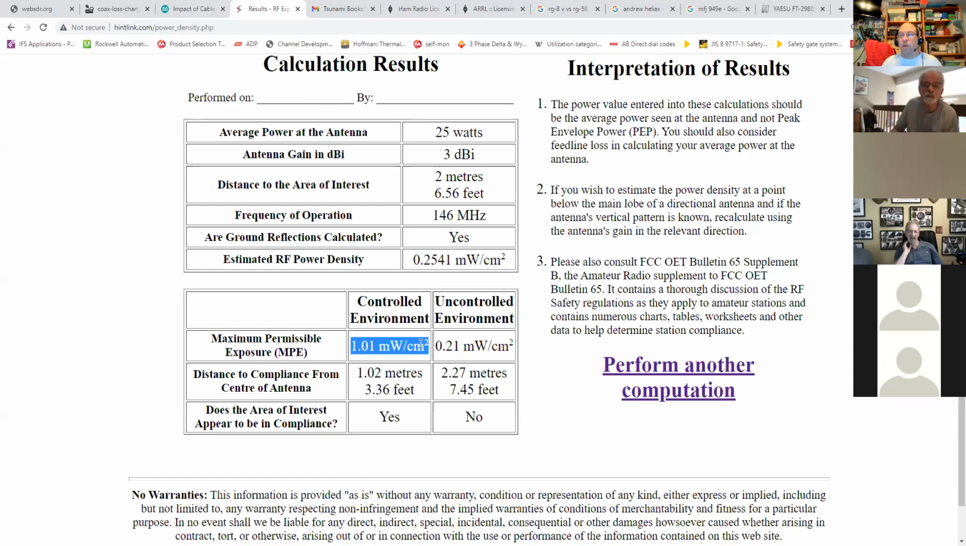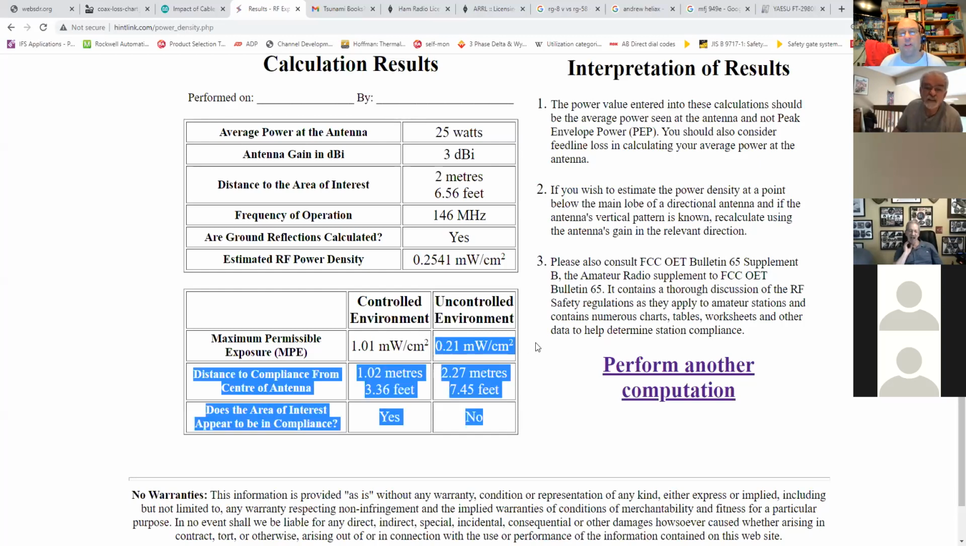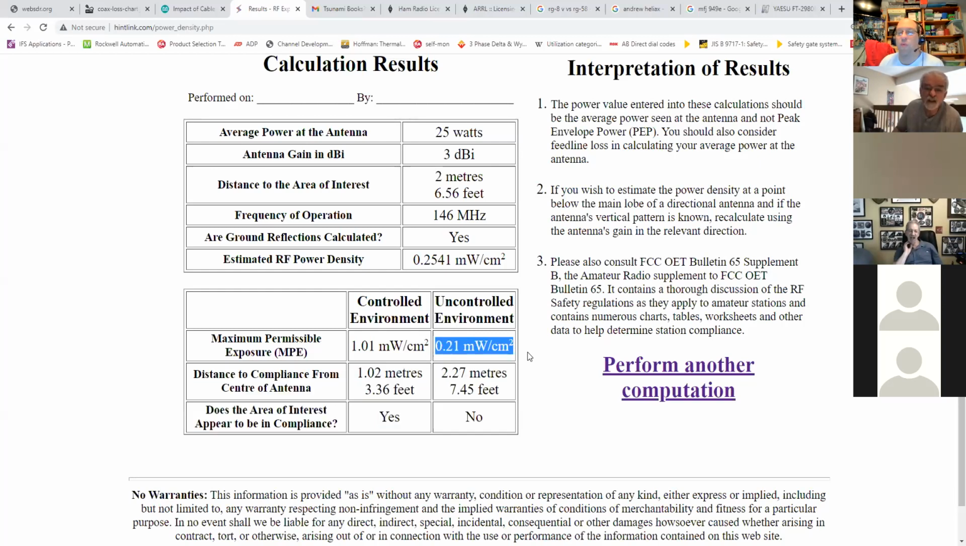Controlled means that you have control of the environment. Let's say you put up a fence, or you put up a warning sign or something like that. Uncontrolled means that the general public is not aware of what's going on as they walk by. So if you have a sign up that says, stay away, radio operations in use, keep your distance, that becomes a controlled environment. If you don't, you just are sitting in your car operating at 25 watts, that's uncontrolled because somebody might walk past your car.